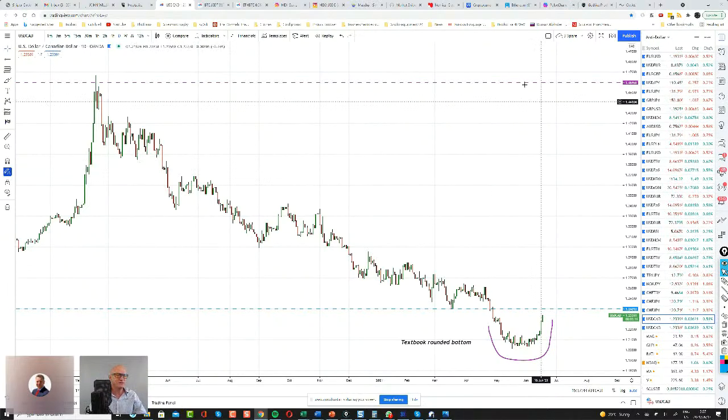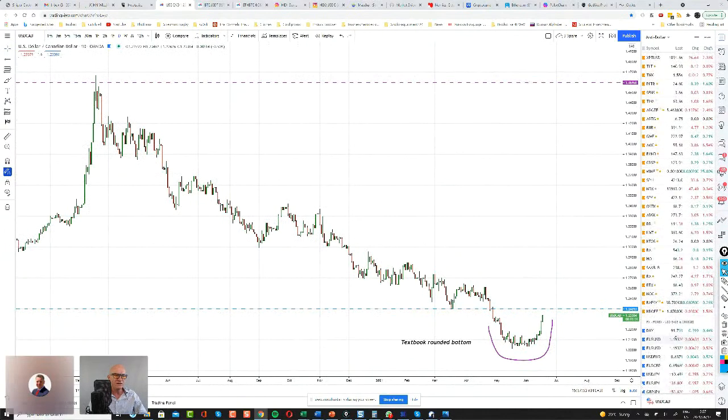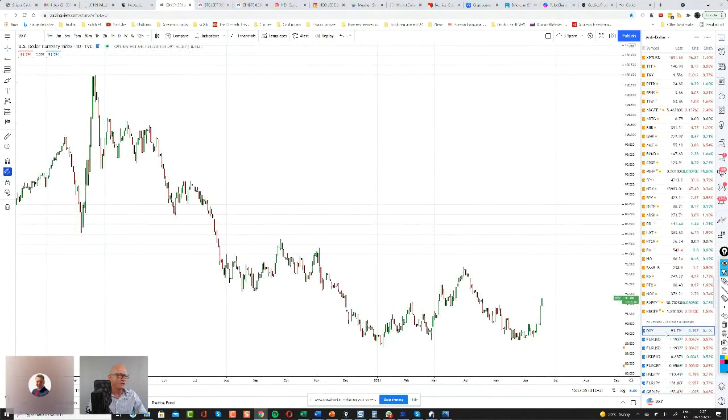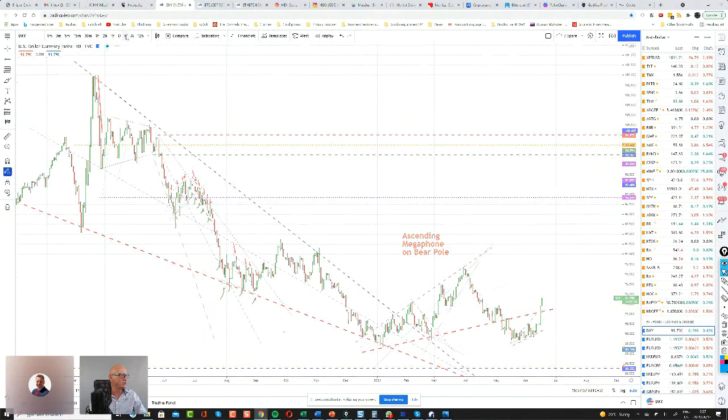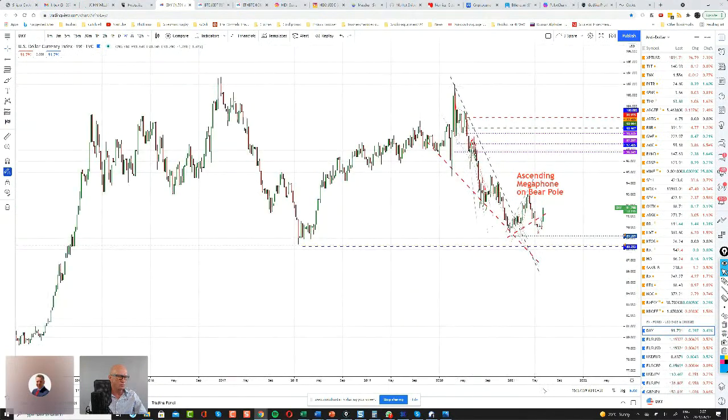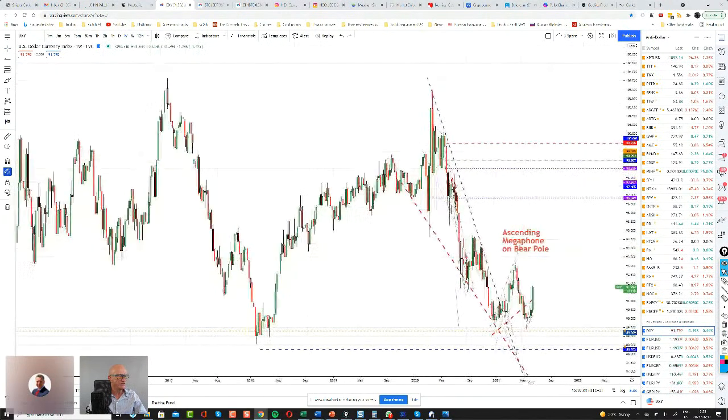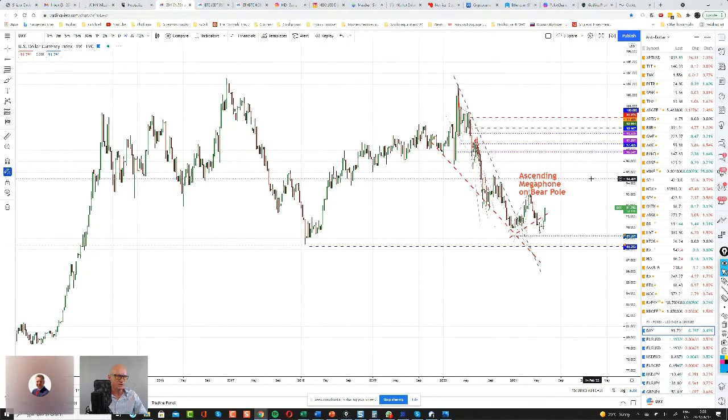So why would someone say it's going to go up? This is a beautiful textbook rounded bottom, by the way. And you can see how Canada's done rather well. So this is the USD CAD. But let's go to a more recognized dollar measure, and that is the dollar index. I'm going to just show you a couple of things on the bigger time frame and why we have to understand this to understand crypto a little bit.